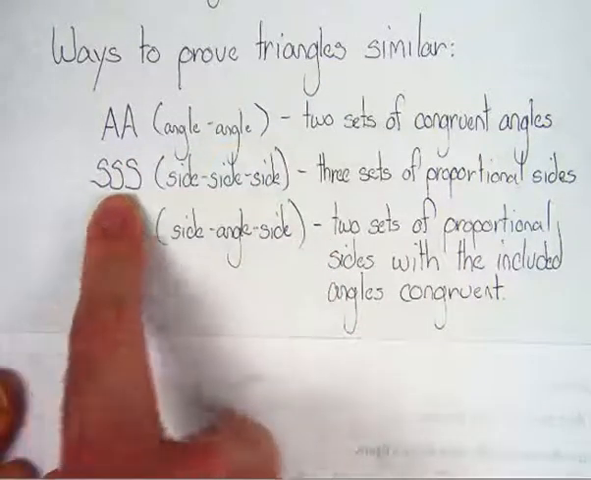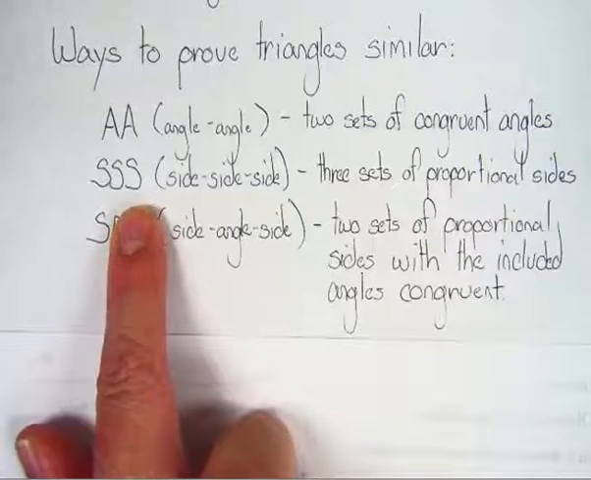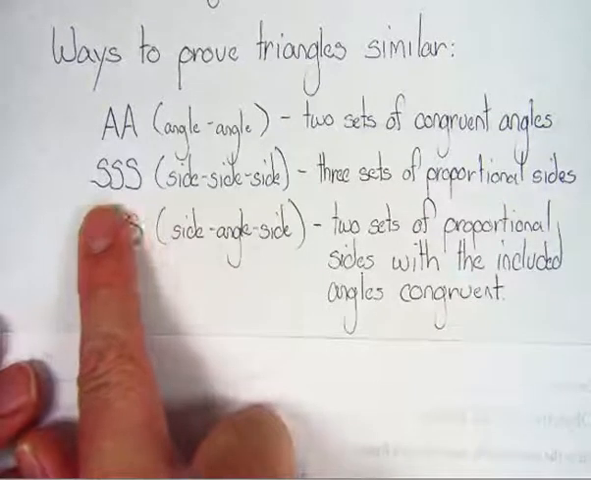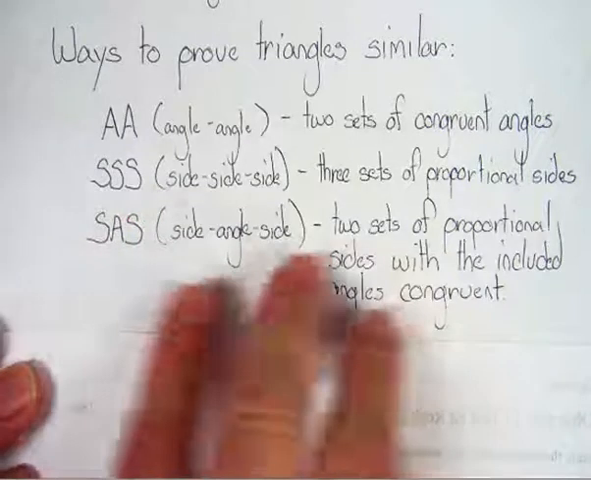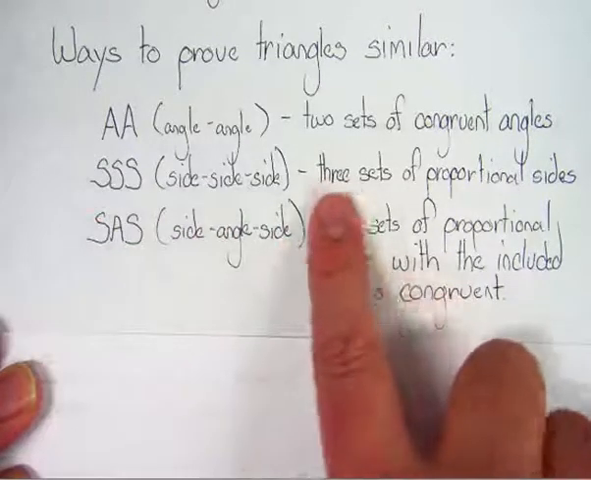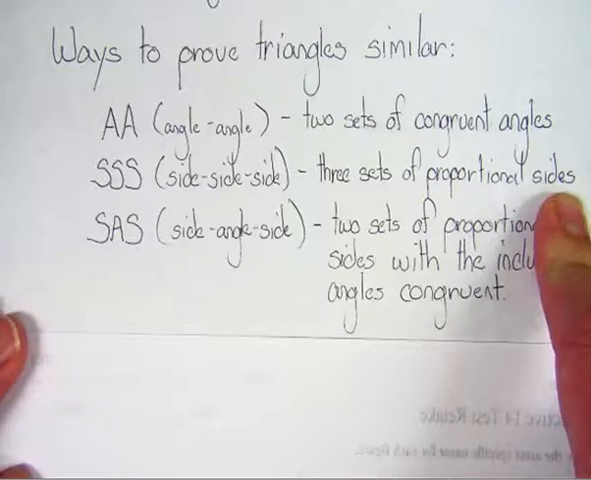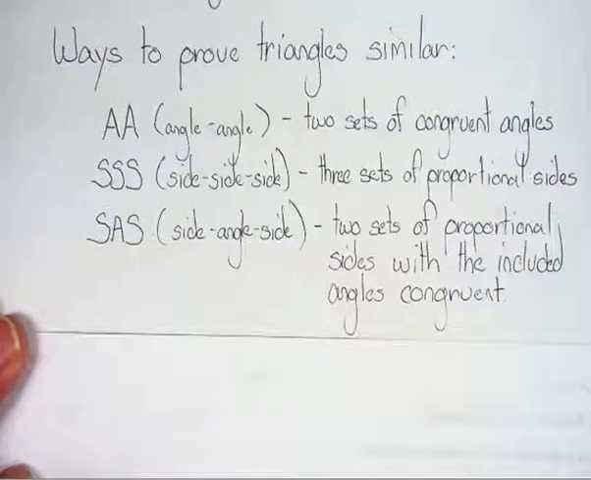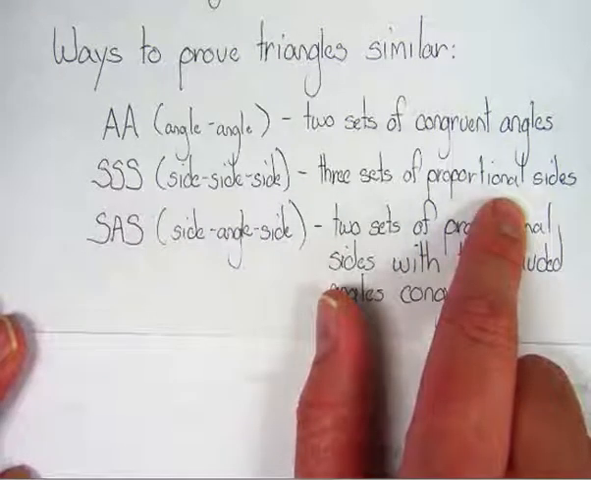The other one is SSS, and notice this is exactly like the SSS we had for congruence as well. The SSS for congruence said we had to have three sides congruent. Notice that for similarity, though, we need three sets of proportional sides. That is, sides where one number multiplied by all the sides on one triangle will give you all the sides on the other. So if all three sets of sides are proportional, then we have similar triangles.